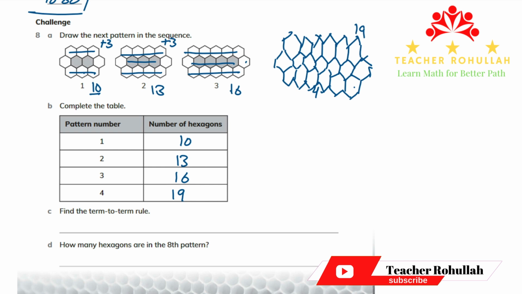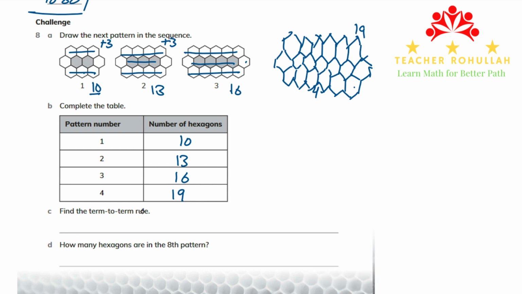So in part C, it says, find the term-to-term rule. The term-to-term rule over here is add 3. Each time if we add 3 hexagons, we move to the next pattern. Well, in part D, it says, let me scroll a bit down.